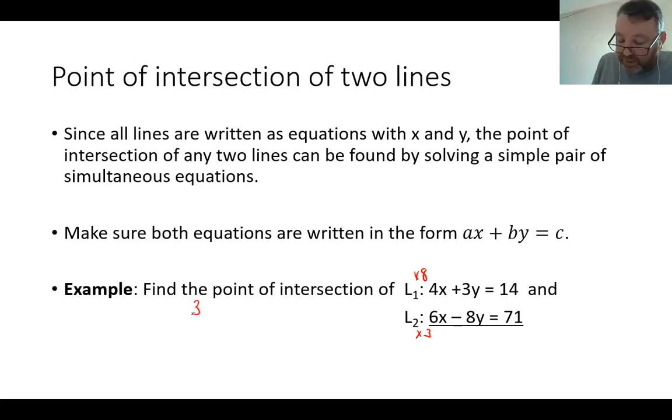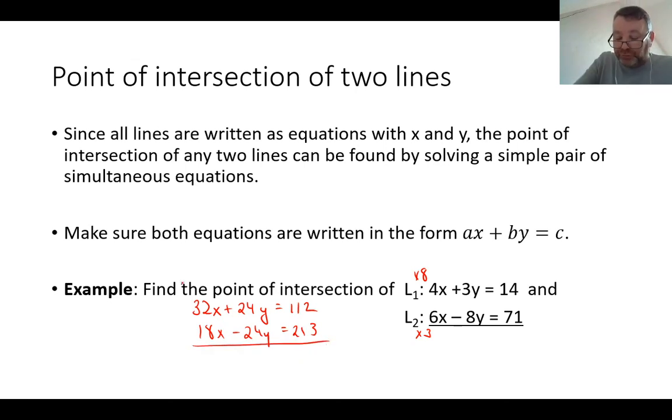8 fours are 32x, 8 threes are 24y, equals 8 fourteens, that's 112. Okay? 3 sixes are 18x, 3 eights are minus 24y. See what's going to happen here? They're going to cancel. 3 seventy-ones, well that's 213.